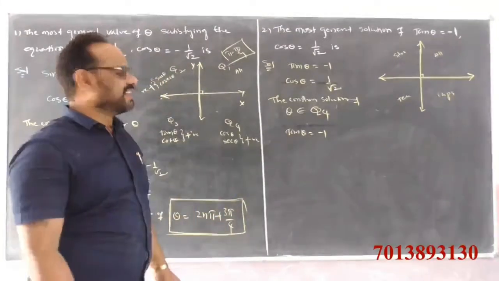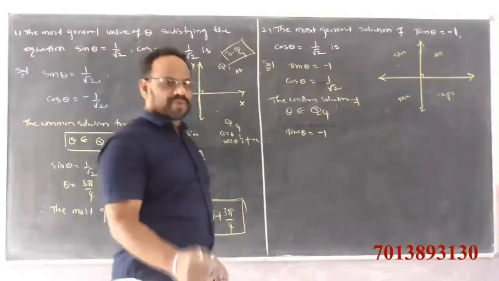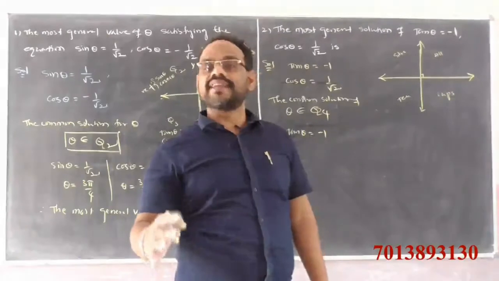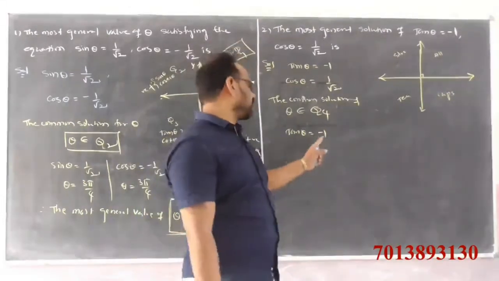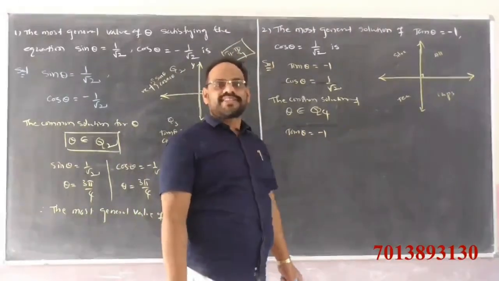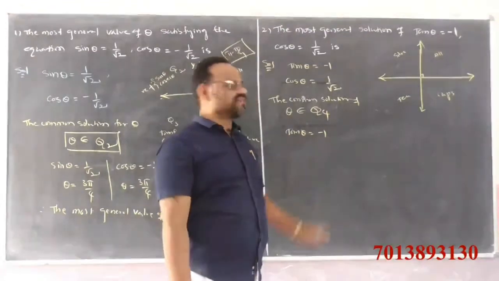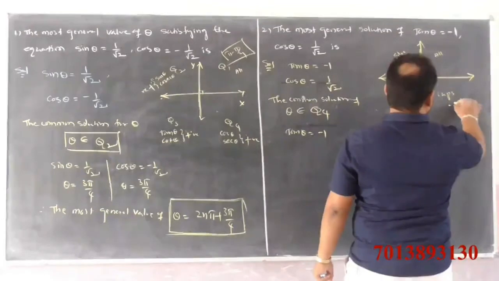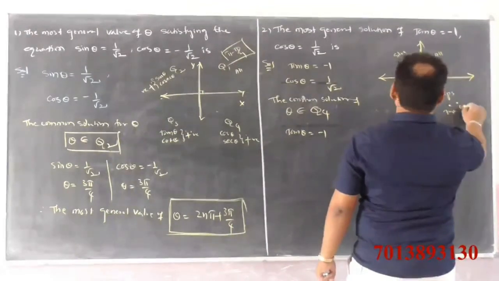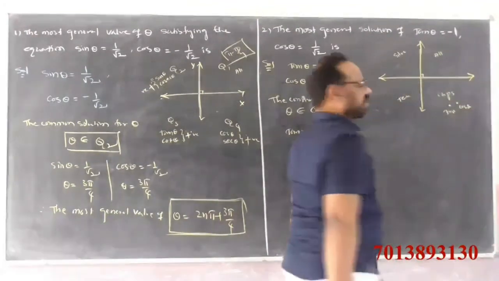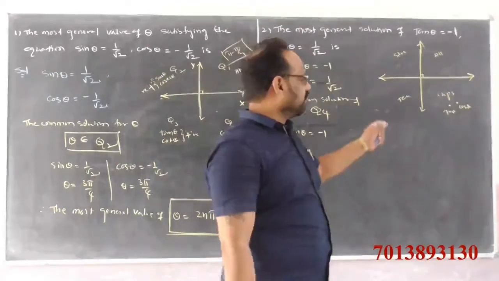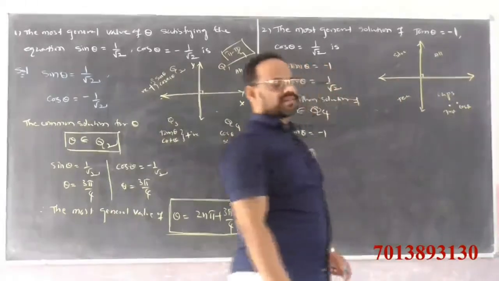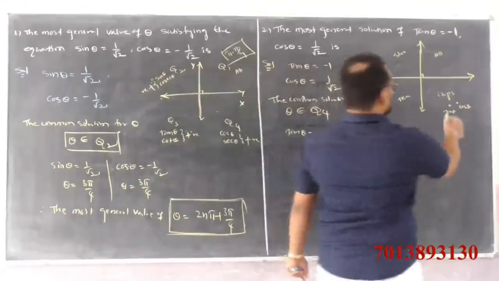We know that tan theta equal to plus 1 means tan pi by 4, that is tan 45. Tan 45 value, how much? 1. But here minus 1 is there. So in the fourth quadrant, this is the common solution. Tan theta and cos theta in the fourth quadrant.